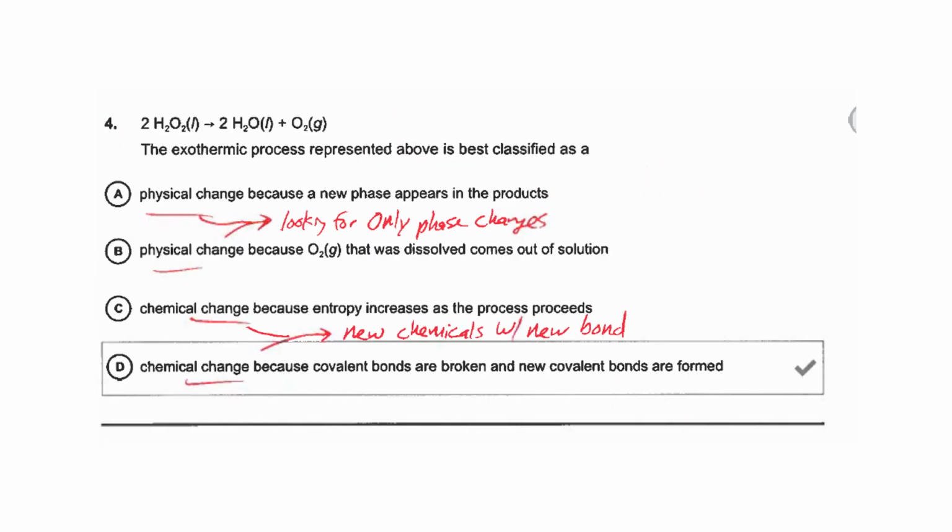The exothermic process represented above is best classified. So we have a reaction. We have hydrogen peroxide becoming water and oxygen, and the bonds are changing, so we have new chemicals. So it's definitely either C or D because we have a chemical change. And in a chemical change, we have new compounds being made, and that's what D is all about. The covalent bonds are broken and new covalent bonds are formed.